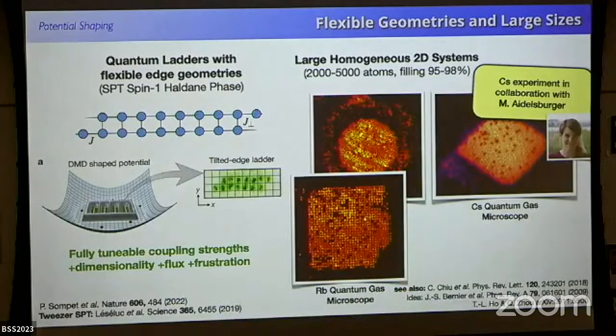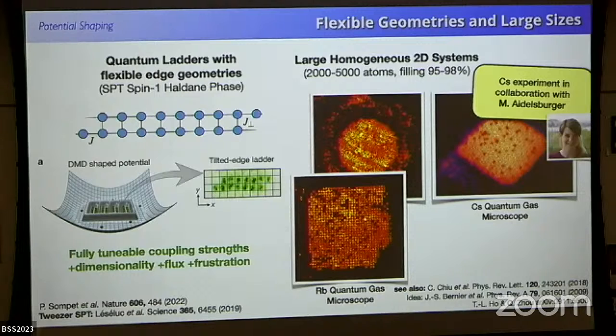So here are the systems that we can do now. We're up to about a few thousand atoms that we can have, and in this Mott insulating state, here in the case of bosons, with fillings as high as 98%. So this 98% means with 98% probability, there's exactly one atom on each lattice site. Okay. And this is one where they're actually very close together, and you can't resolve the individual atoms anymore. But you can see when there's one missing, there's this black dot in here, or like in this experiment here.